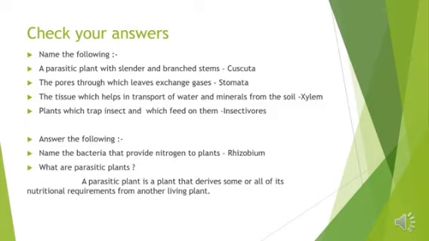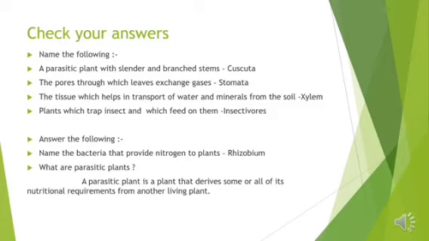Name the following: a parasitic plant with slender and branched stems, Cuscuta plant. The pores through which leaves exchange gases, stomata. The tissue which helps in transport of water and minerals from the soil, xylem. Plants which trap insects and which feed on them, insectivores.